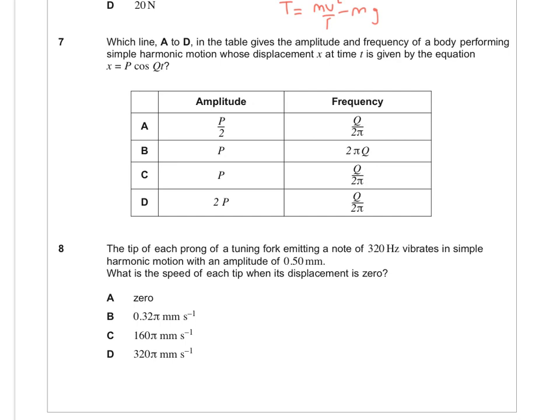Which line A to D in the table gives the amplitude and frequency of a body performing SHM whose displacement x at time t is given by the equation x equals p cos qt? So the frequency, well, we know that q is going to be equal to 2 pi f. So we know that the frequency is q over 2 pi. So that eliminates that one and none of the others. And the amplitude is going to be this term, the p term. So that's essentially going to mean it's answer C.